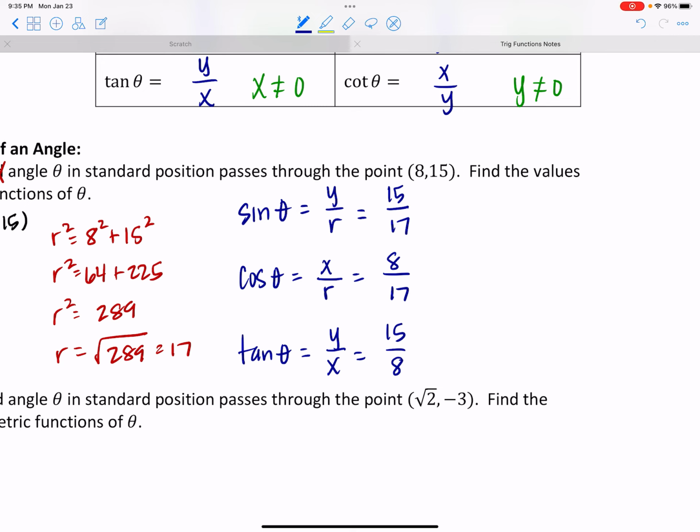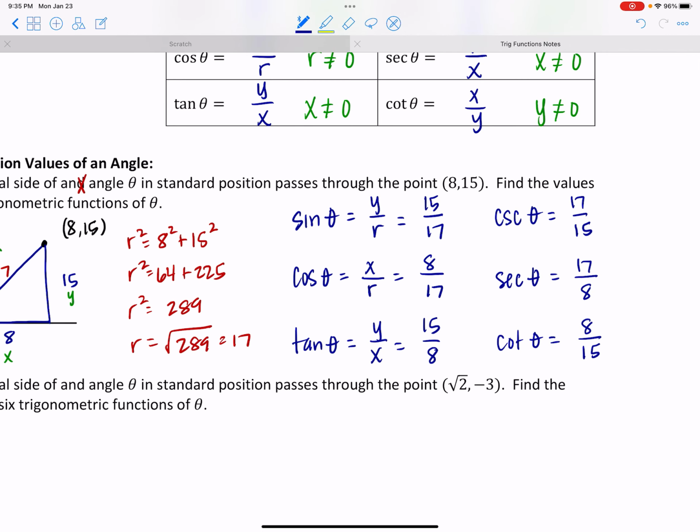So the reciprocal for sine is going to be cosecant. So the cosecant for theta, instead of 15 over 17, is going to be 17 over 15. So let's flip that guy over. And then the reciprocal of cosine is going to be secant. So the secant is the reciprocal of 8/17, so 17/8. And then the reciprocal for tangent is going to be cotangent, and so that's going to be 8/15. And there we are, all 6 trig functions.